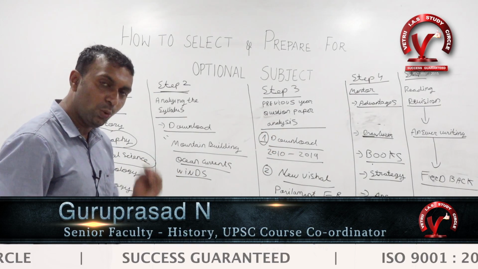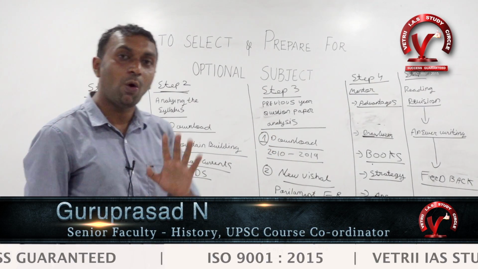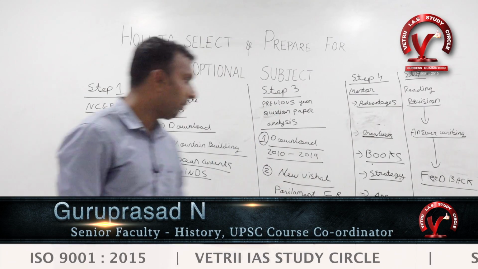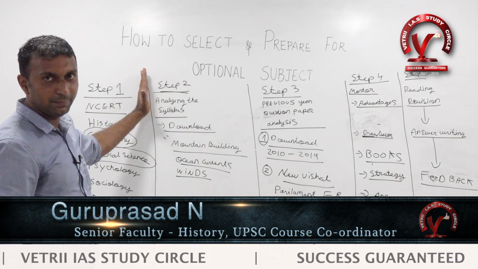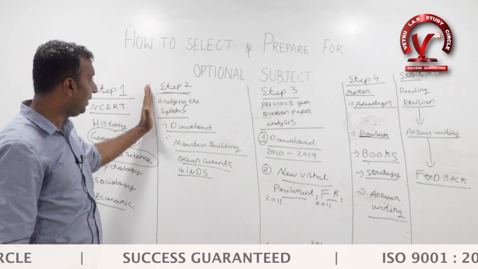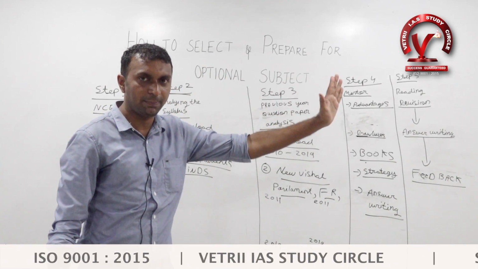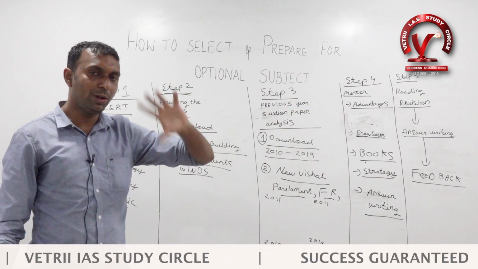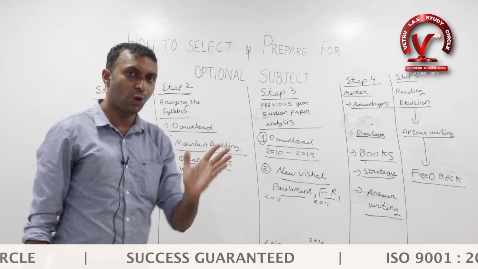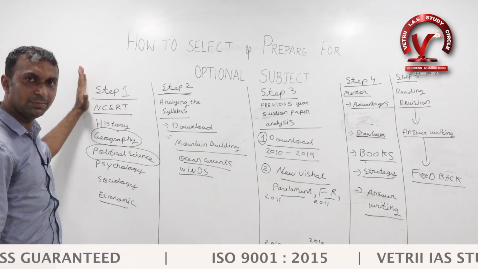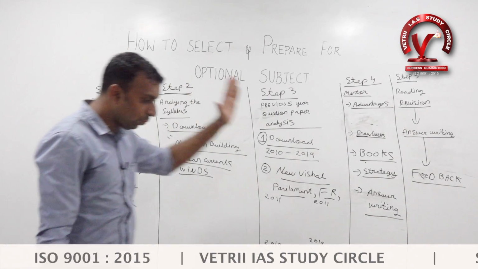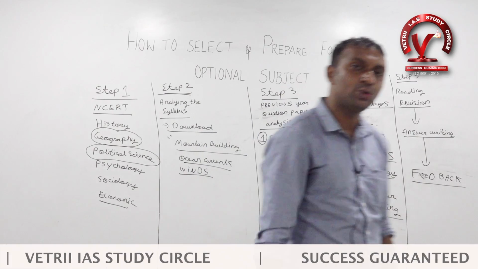Please go through this video once again. Students who have already chosen the optional subject can start from analyzing the syllabus, then go to the third step, fourth step and fifth step. But those students who are finding it difficult to choose the optional subject, start from the beginning. So guys, this was my analysis on how to choose the optional subject.